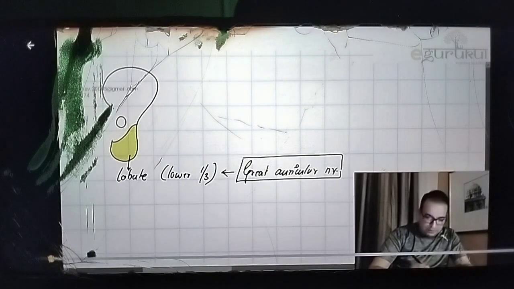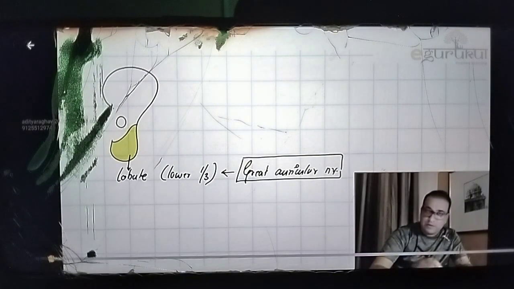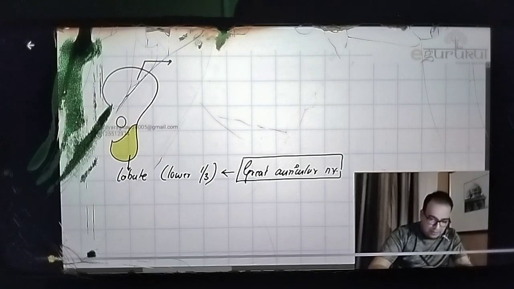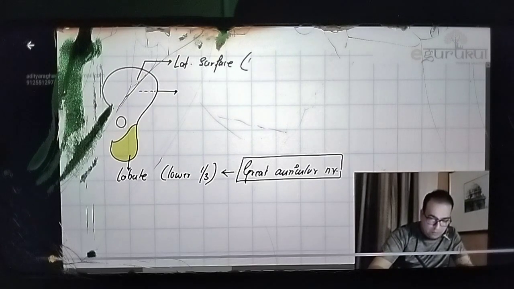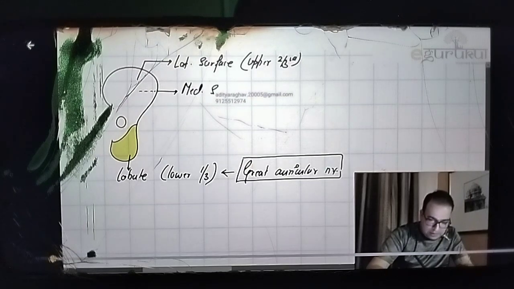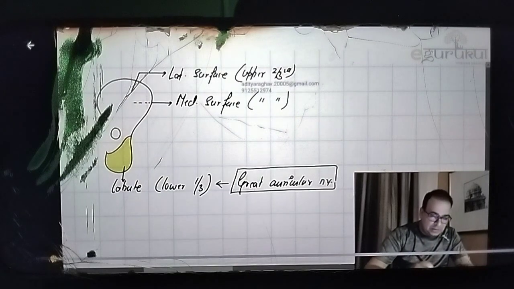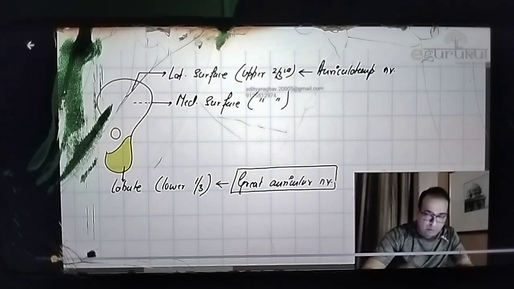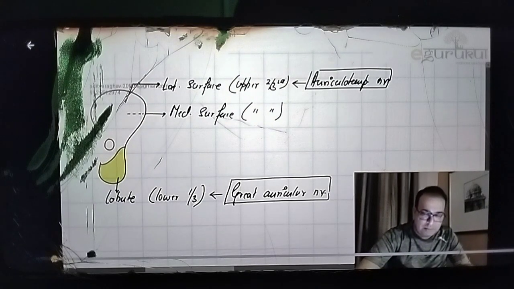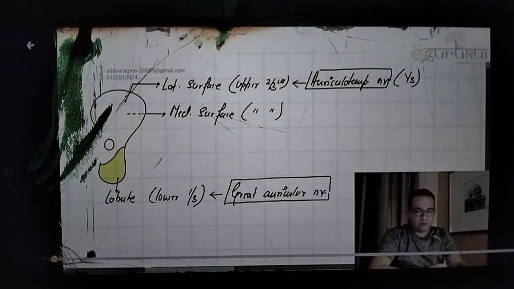But when you look at the upper 2/3, this is the lower 1/3. When you look at the upper 2/3, we have a different nerve supply on the outside, and a different nerve supply, I'm putting a dotted line, on the medial side. So on the lateral surface of the upper 2/3 and the medial surface of the upper 2/3, the nerve supplies are different. The nerve supplying the lateral surface of the upper 2/3 is the auriculotemporal nerve. Again, you know about the auriculotemporal nerve. It is a branch of the mandibular nerve, the posterior division of the mandibular nerve.